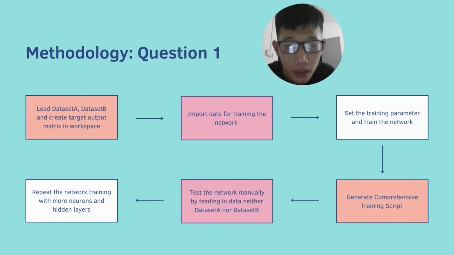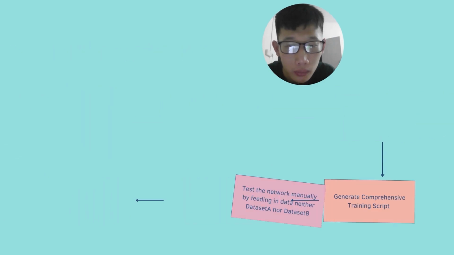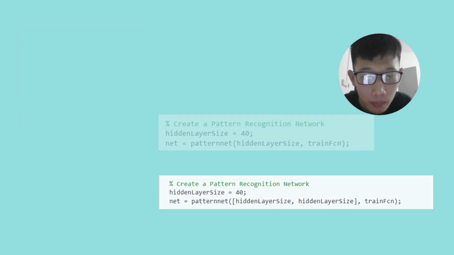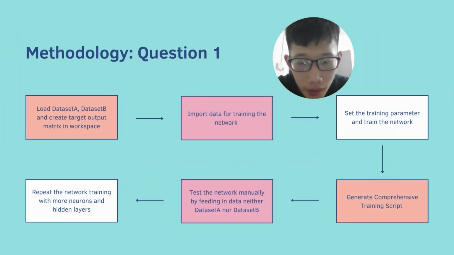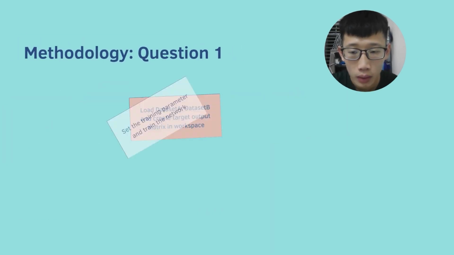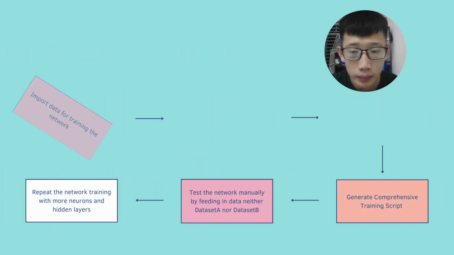The third step is to set the training parameters and train the network. We can adjust the percentage of validation data and test data and the number of neurons. The number of hidden layers needs to be added in the comprehensive training script. The fourth step is to generate the comprehensive training script, and the fifth step is to test the network manually. The test for data A is to see whether the network can identify the randomly generated data into any class. The test for data B is to identify whether the network will classify data into the correct class. The last step is to repeat the network training.